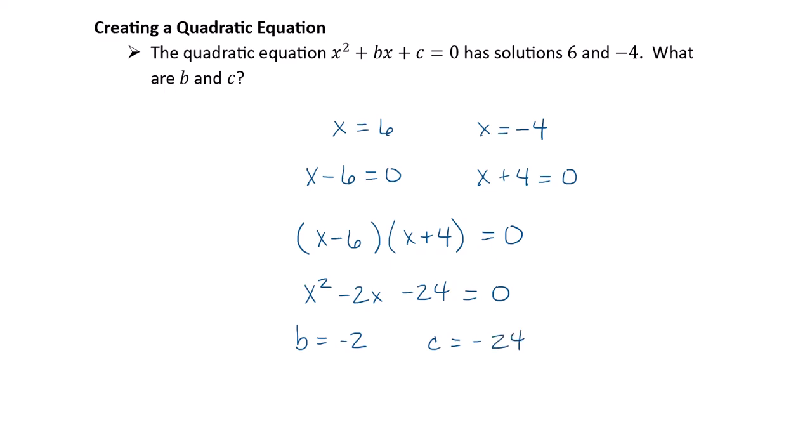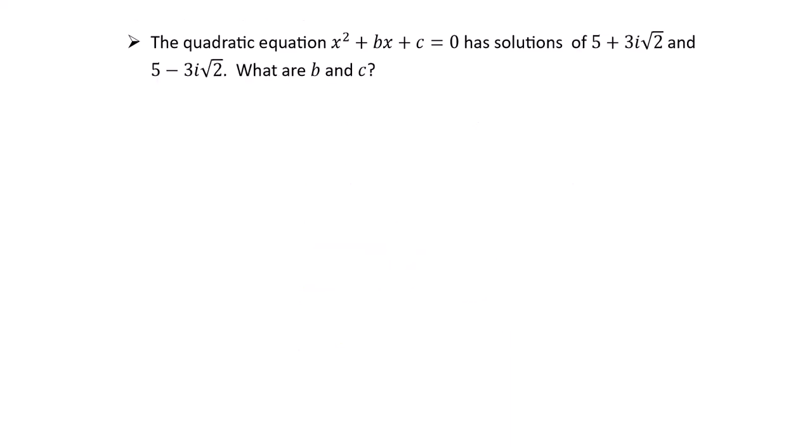is negative 24. Now you've seen that some of the solutions of our quadratic equations are not as nice as the examples we've had just before this. So here we have a quadratic equation, x squared plus bx plus c equals 0, that has solutions of 5 plus 3i square roots of 2 and 5 minus 3i square roots of 2. Let's figure out what b and c are here.